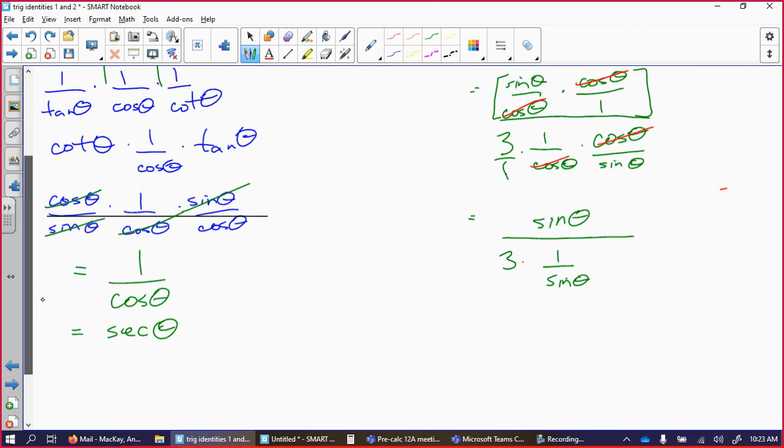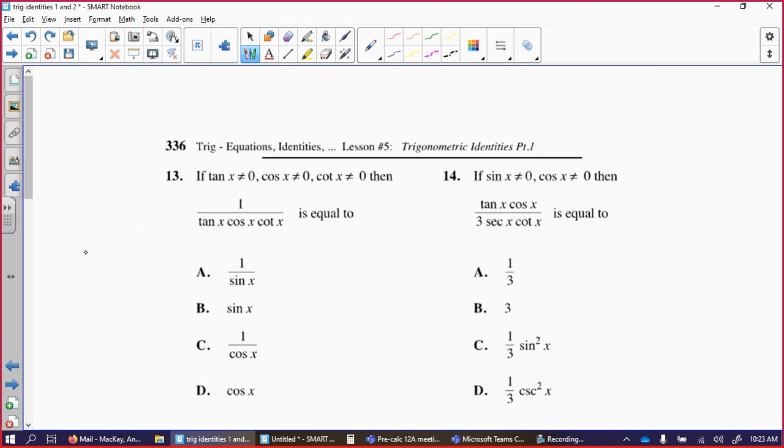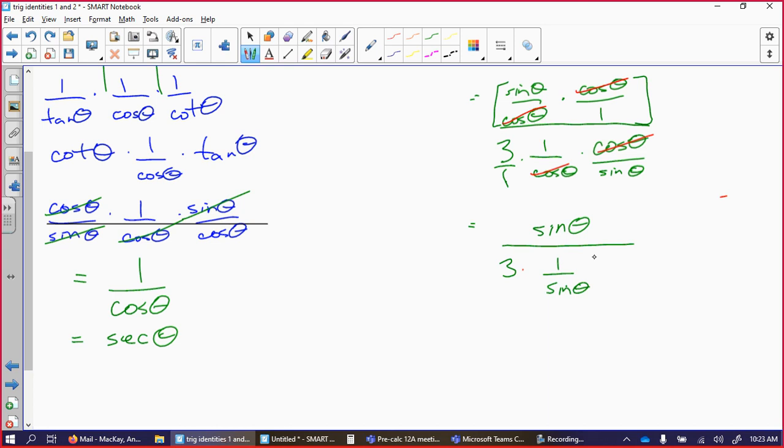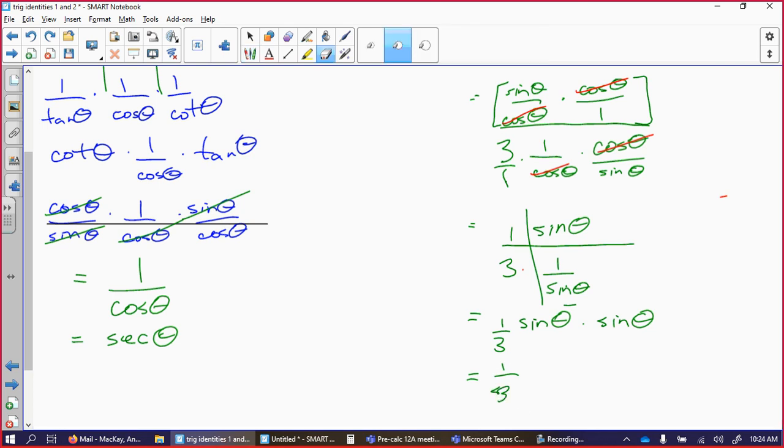1 over sine theta. Now I just have to go back and look at that answer. Okay, we're good. That 3 on the bottom is fine. Sine theta, or well, I can pull that out and say 1/3. The reciprocal of 1 over sine of theta is just sine of theta. So those multiply out. Sine times sine is sine squared theta, which is one of the answers that's there.